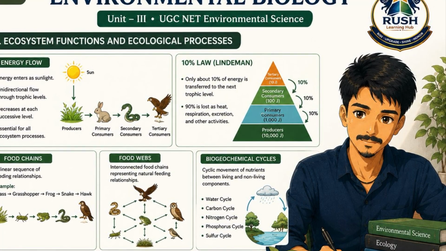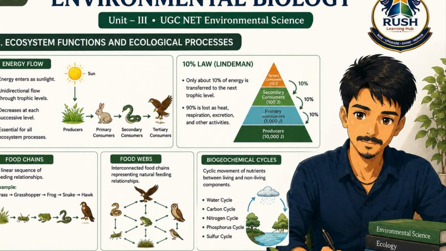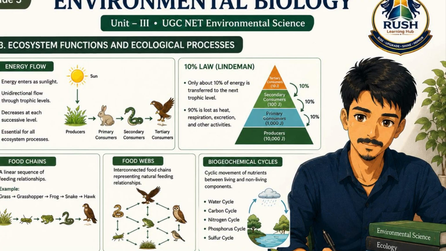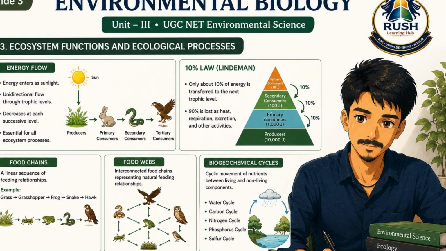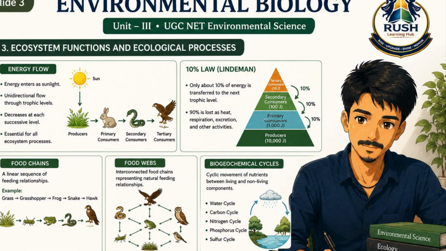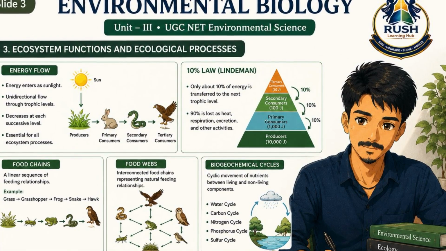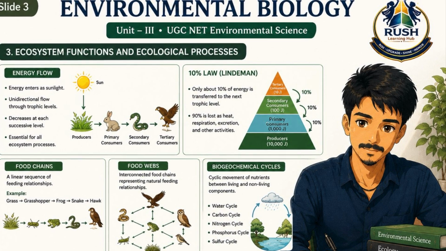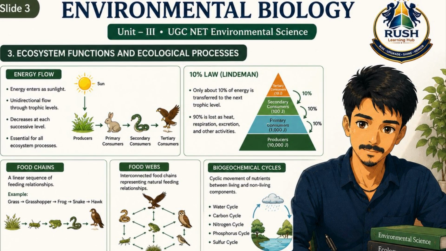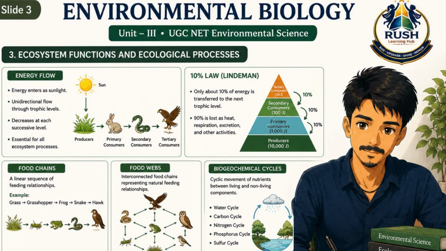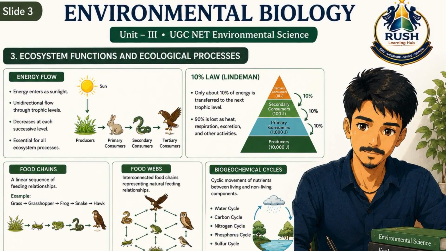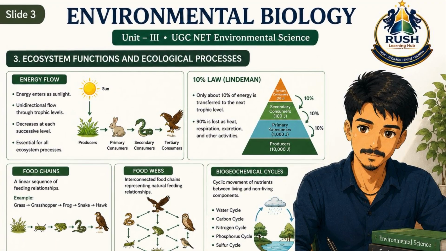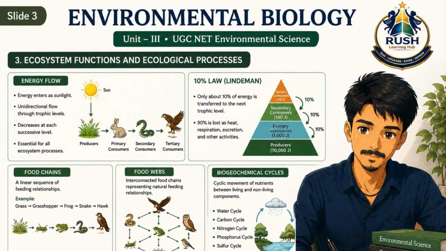Ecosystems also undergo ecological succession, which is the gradual and predictable change in community structure over time. Succession may be primary, beginning on barren surfaces, or secondary, occurring in previously inhabited areas. Thus, energy flow, nutrient cycling, and ecological succession are fundamental processes that ensure the stability and sustainability of ecosystems. These concepts are among the most frequently asked topics in the UGC NET Environmental Science examination.